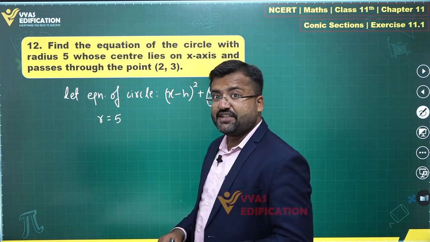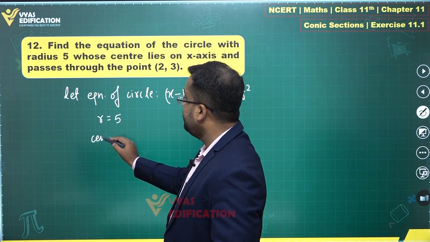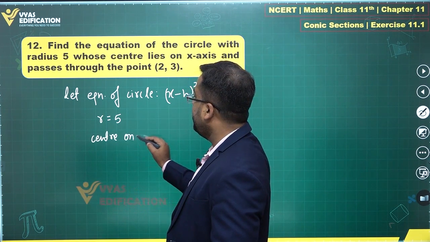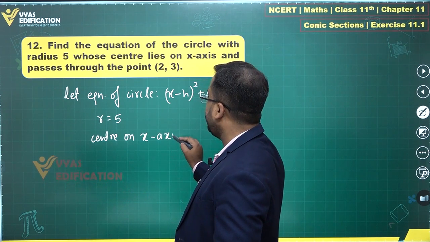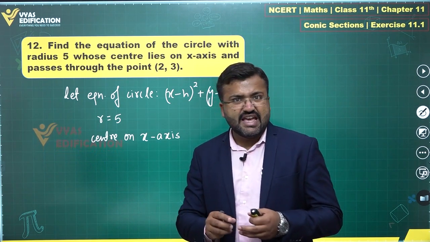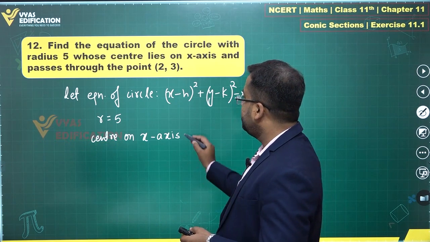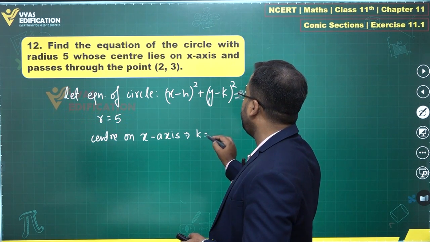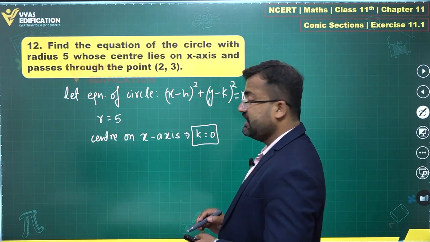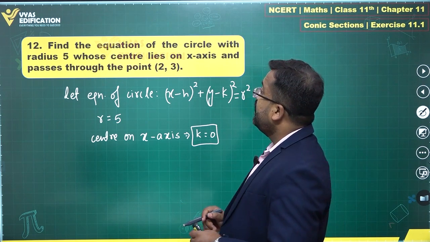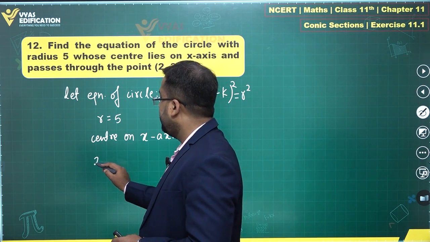Center lies on the x-axis. And what does this imply? Any point on the x-axis will be h comma 0, right? So this tells me that the value of k is 0. That's another thing that is done. And it passes through the point 2, 3.